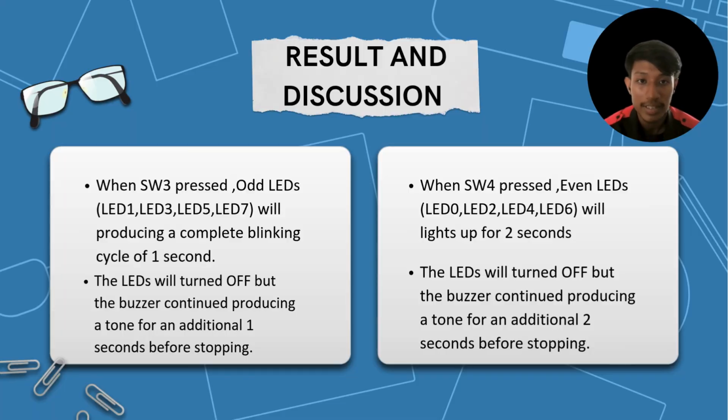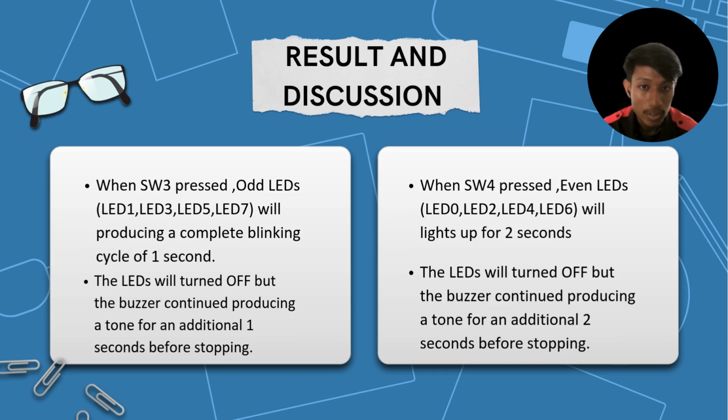Okay, now moving on to the next slide. This slide is about result and discussion. When SW3 is pressed, the LEDs such as LED1, LED3, LED5, and LED7 produce a complete blinking cycle of 1 second. The LEDs will turn off, but the buzzer continues producing a tone for an additional 1 second before stopping. So basically, the buzzer will be on for 2 seconds.